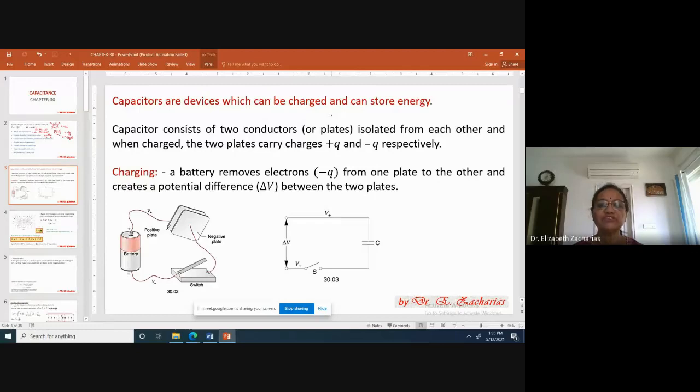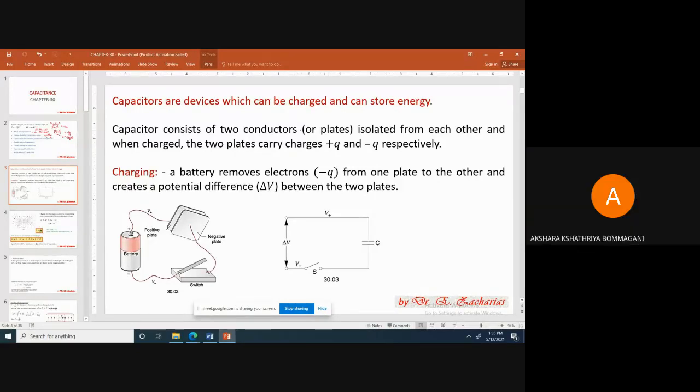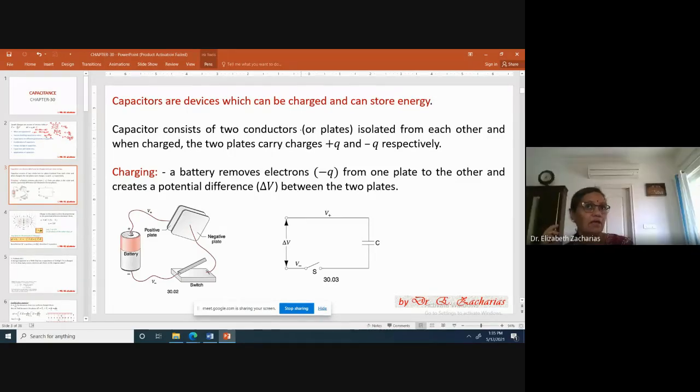Have you come across capacitors in real life? Anyone? In electrical appliances like fans. Like fan. Okay. Somewhere else where you hear the word charging and all that.